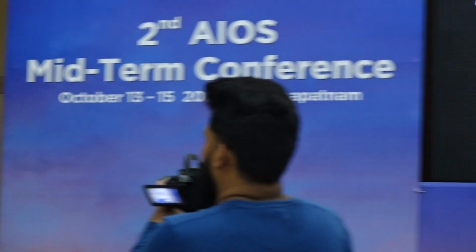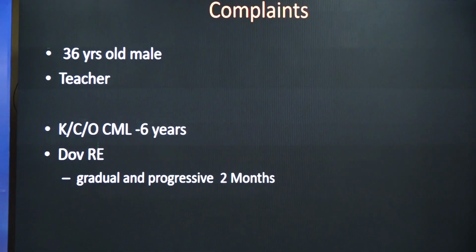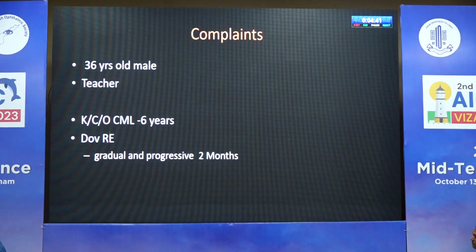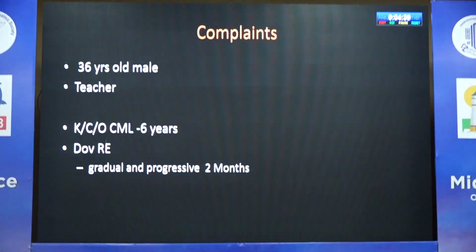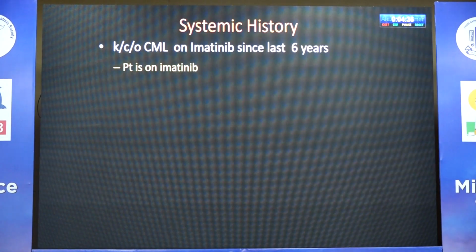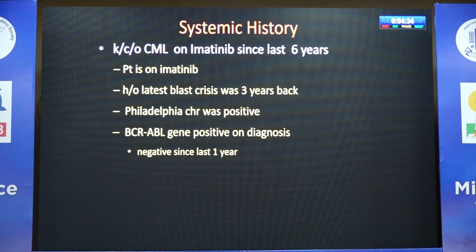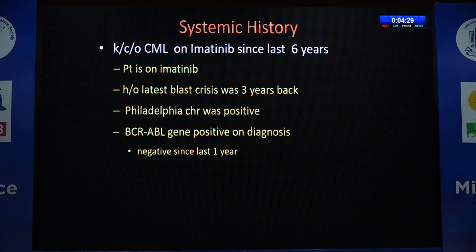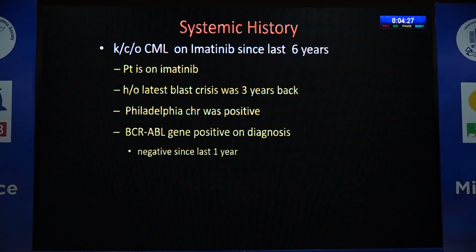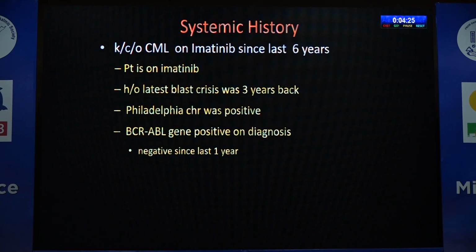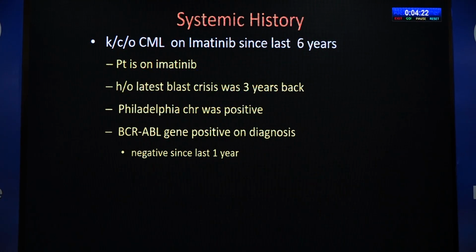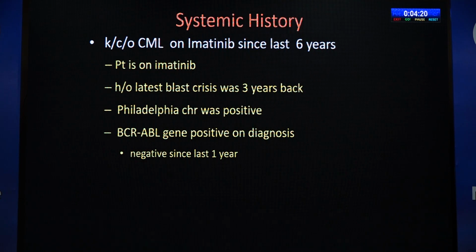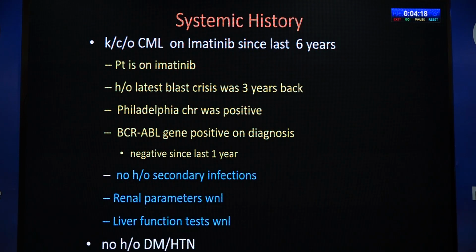So it was about a 36-year-old male who presented to us with gradual progressive diminution of vision since 2 months. He was a known case of chronic myeloid leukemia since 6 years, and he was on treatment with imatinib for the last 6 years. The last blast crisis which was noted in him was 3 years back. He was also tested for Philadelphia chromosome, which was positive. He did have a BCR-ABL gene positive before, but on the last evaluations, everything was negative.